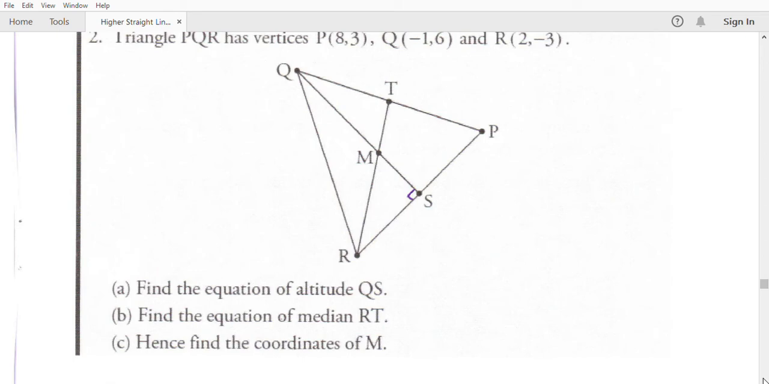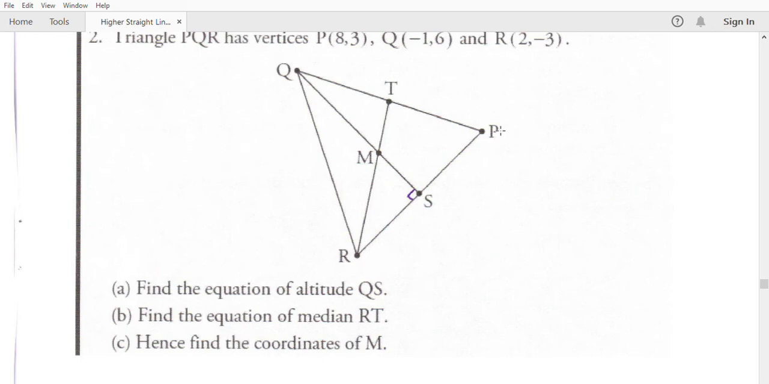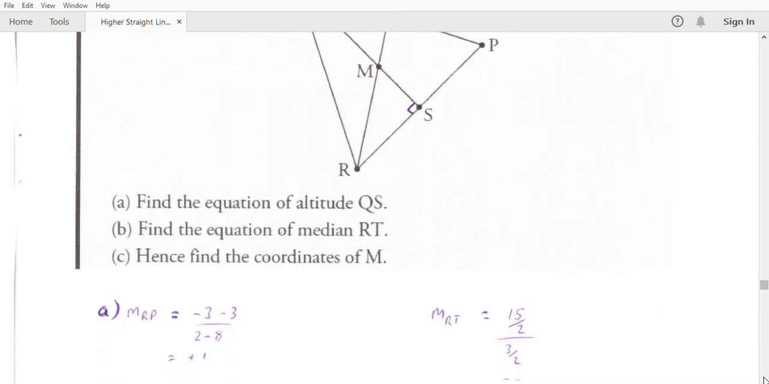Okay guys, so hopefully you've had a go at that. So finding the equation of the median, so that is the line going from R to the middle of the opposite side. So I'll need to find the midpoint of PQ, and then I'll need to find the gradient of the line RT once I've found out the coordinate of point T there, which is the midpoint of PQ.